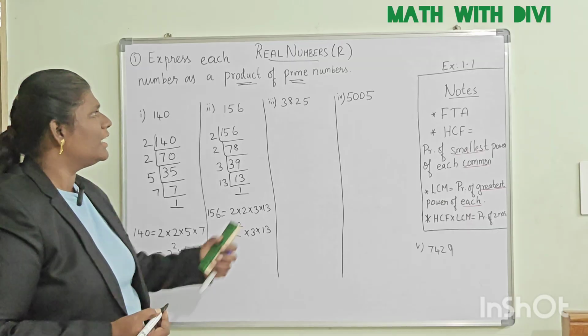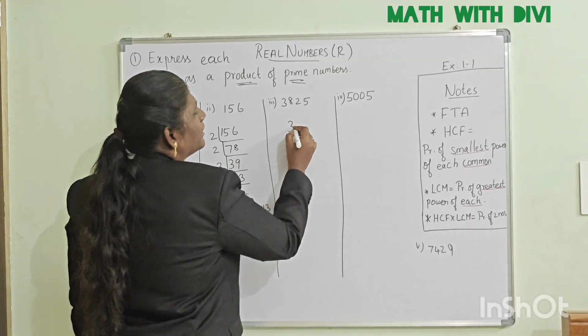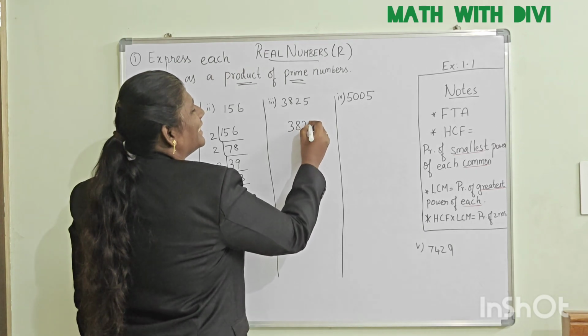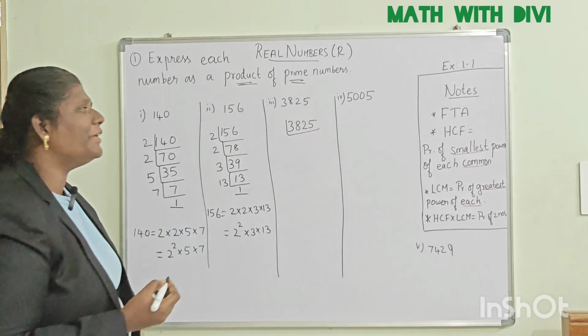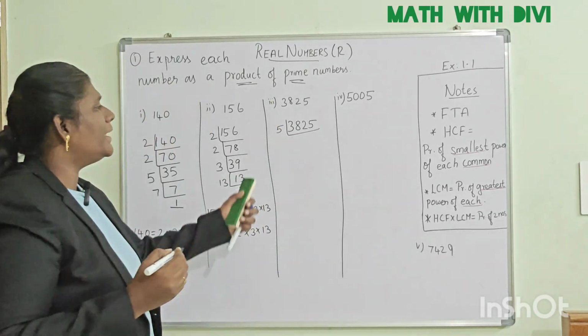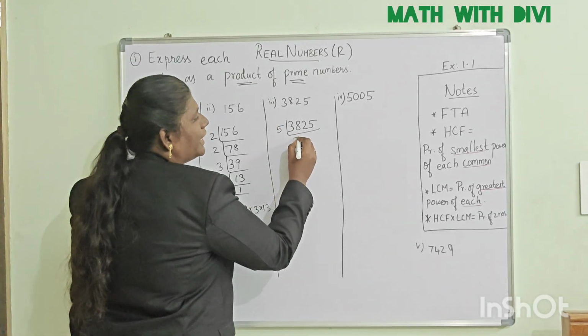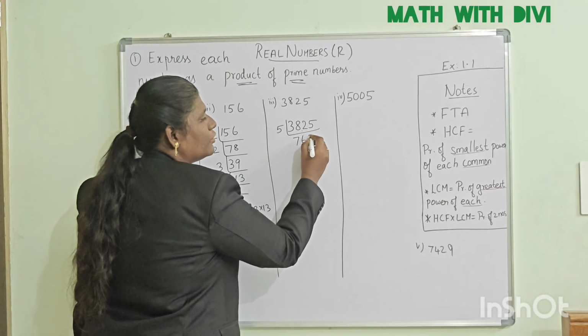Very simple, right? Now, can we solve this sum? 3825. Big number. Yes. It ends with 5, so definitely it will be divisible by 5. So let's choose 5. How many 5s are there? 7 5s are 35, remaining 3. 6 5s are 30, and remaining 2, 5.